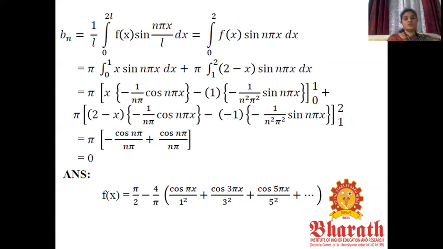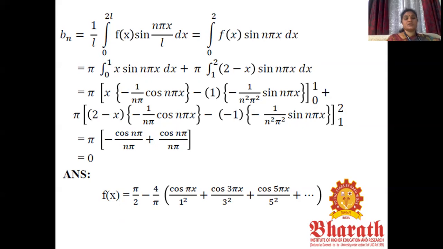uv1 minus u dash. Integration of x is 1. So it is 1 into v2. v2 is integration of v1. So cos n pi x integration is sine n pi x divided by n pi. Already there is an n pi. So it is n square pi square. So first integration is over.